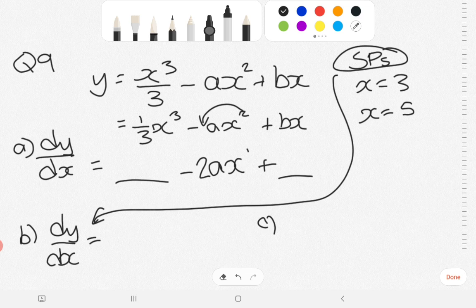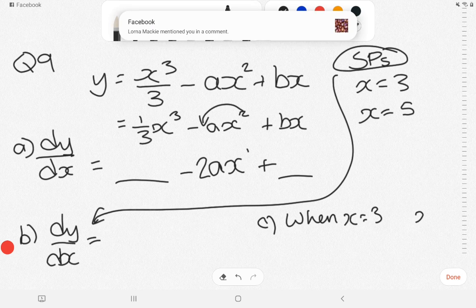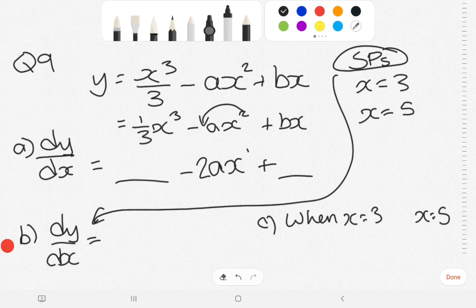And then in c, using what you've just worked out in b and using what you've just worked out in a, this is the point where you're going to substitute x equals 3 into your equation, knowing that you now have a value for dy by dx. And you're going to do the same for x equals 5. What it should give you is 2 simultaneous equations that you can solve. So that would be how to tackle question 9.